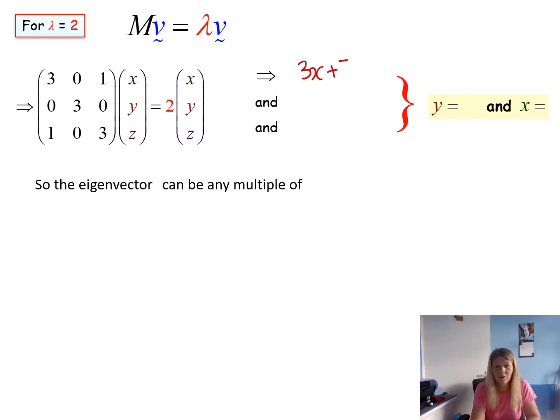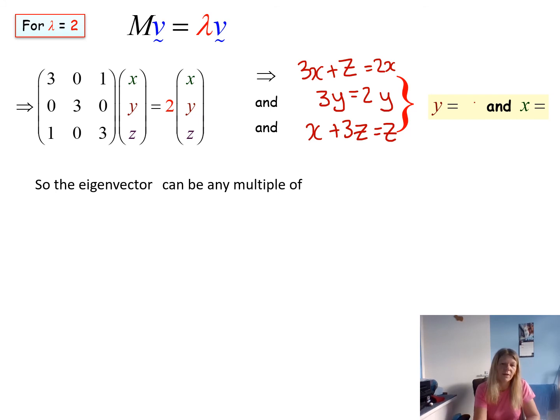3x plus z equals 2x. We've also got 3y equals 2y. And we've got x plus 3z equals 2z. So looking at them, what does that imply? Well, if 3y equals 2y, divide through by y, and then 3 equals 2, that's nonsense, isn't it? So y's got to be 0.